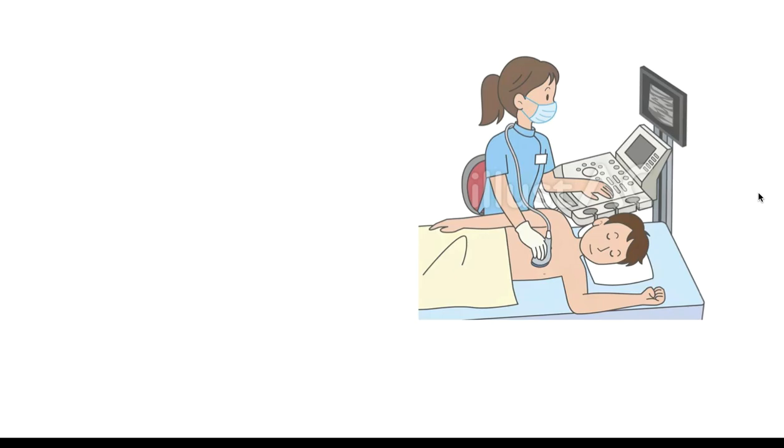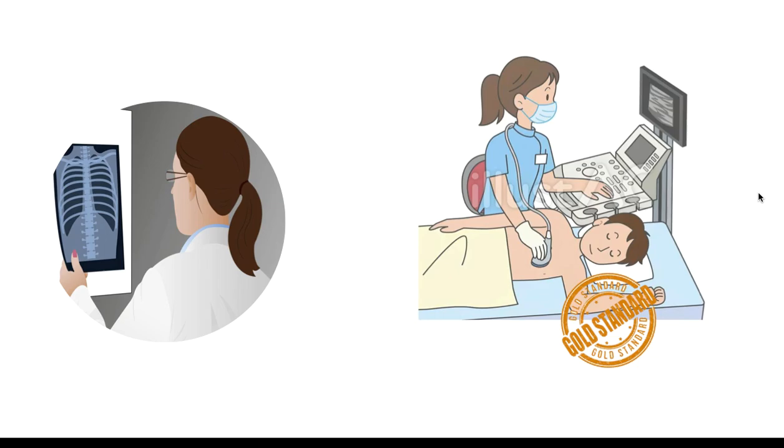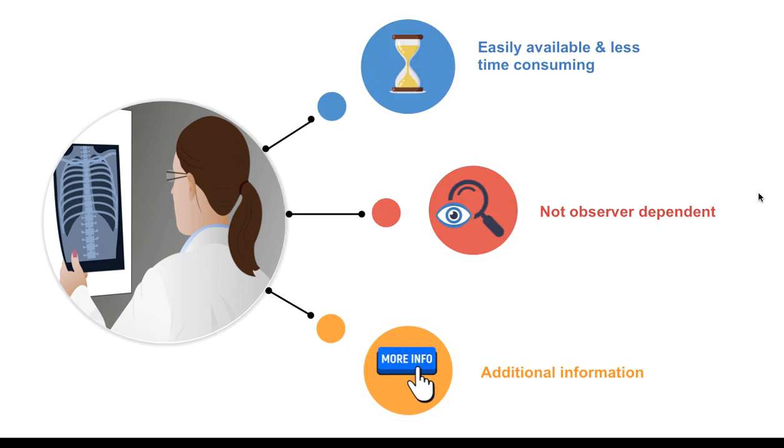So we all know that echocardiography has become the gold standard to diagnose heart diseases. However, chest x-rays can provide very useful information as well. Chest x-rays are usually very easily available and less time consuming. Unlike echo, chest x-rays are not single observer dependent and multiple opinions can be taken. Also, additional information can be gained by chest x-rays like lung parenchyma, airway structures, and vascular structures, which is usually not possible with echocardiography, and all this makes X-ray an invaluable tool in diagnosis of cardiac conditions.